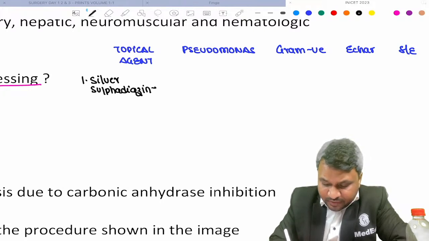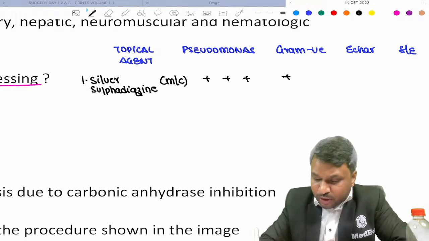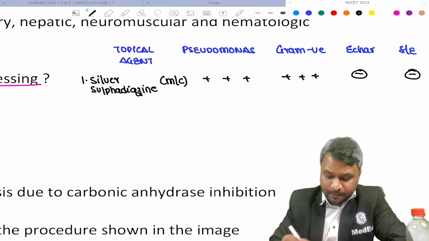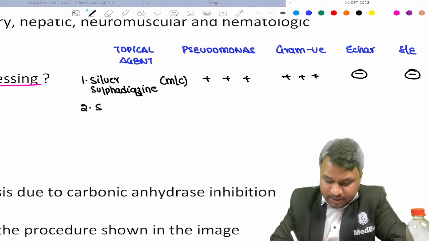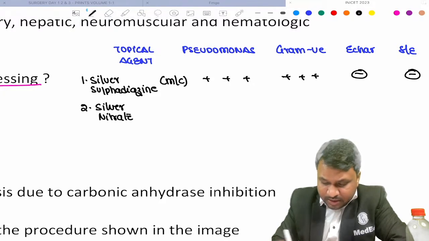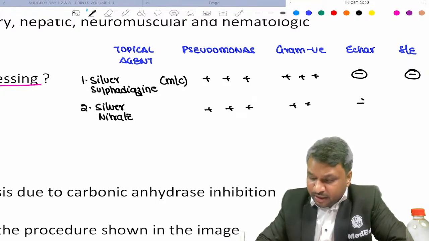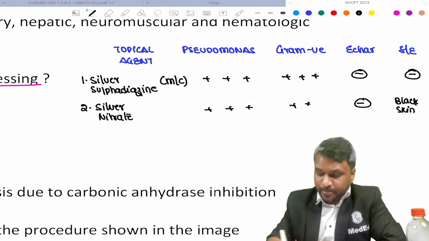In fact, silver sulfadiazine is the most commonly used agent. It is effective against Pseudomonas, gram-negative, cannot penetrate eschar, and no specific side effects are noticed. Right? That is your silver sulfadiazine. Then you have silver nitrate. Silver nitrate has an effective action against the Pseudomonas, little action against gram-negative, cannot penetrate eschar, but it will result in blackening of skin. So it is going to be cosmetically poor.